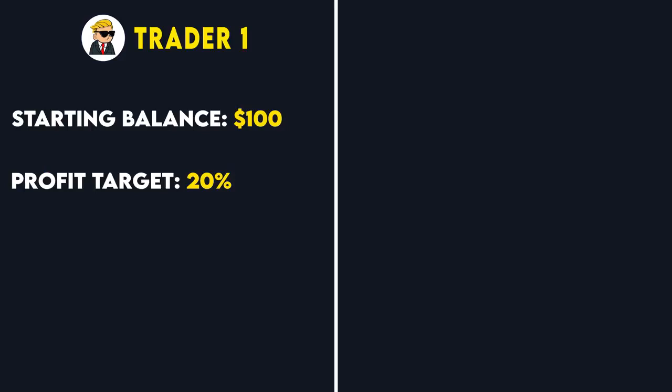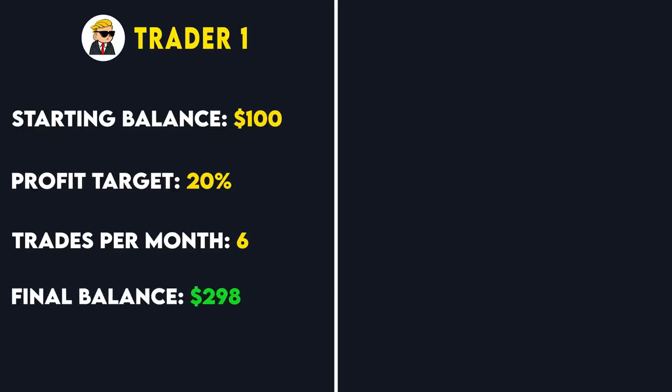So Trader One is the YouTube guru that I was talking about before. We gave them a starting balance of $100. They have a profit target of 20% per trade, which is not only risky, but you're going to find way less trades like that per month. So in this example, I have them taking 6 trades per month. So this is saying if all 6 of these trades were successful, which I'm not even including any risk, and even finding 6 trades a month with 20% profit is pretty hard, but we'll give them the benefit of the doubt, this specific trader would have made $298.